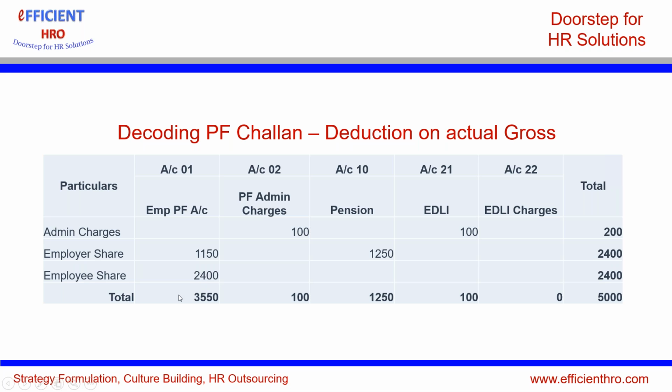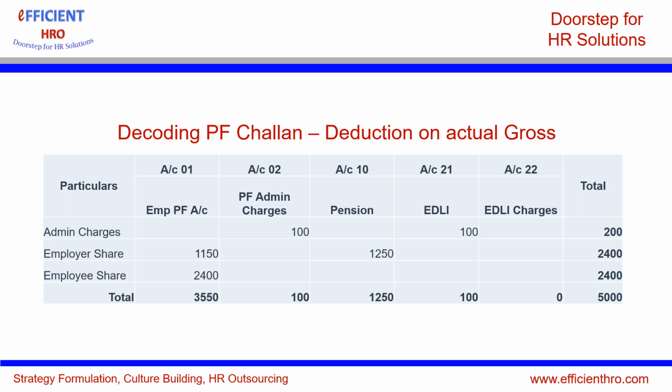So when we make the total, it is 3550 under account number 1, 100 rupees under account number 2, 1250 under account number 10, EDLI account 21 is 100 rupees, and account 22 EDLI charges is nil. Since last year the EDLI charges have been waived off, so that's the reason it is coming as 0. So this is how the entire amount of 5,000 is bifurcated.